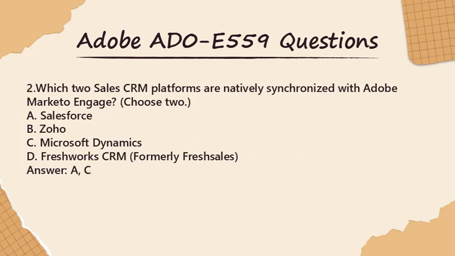2. Which two sales CRM platforms are natively synchronized with Adobe Marketo Engage? Choose 2. A. Salesforce. B. Zoho. C. Microsoft Dynamics. D. Freshworks CRM, formerly Freshsales. Answer: A, C.